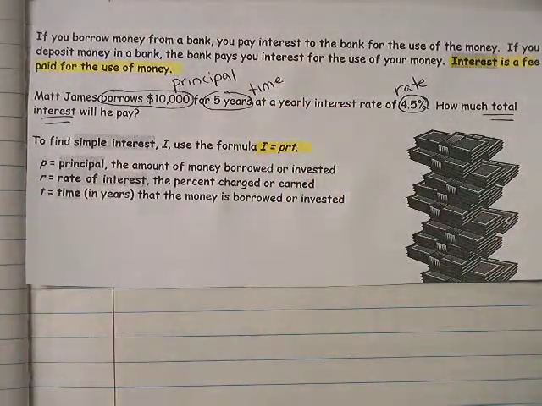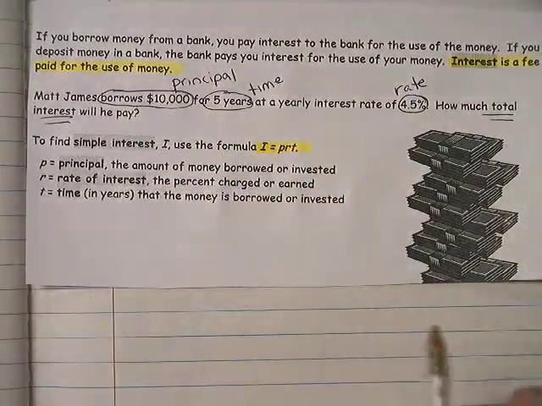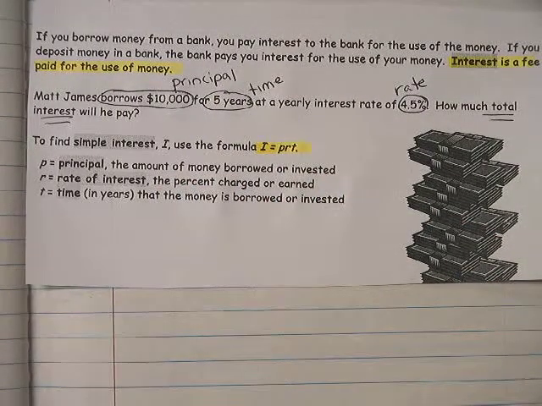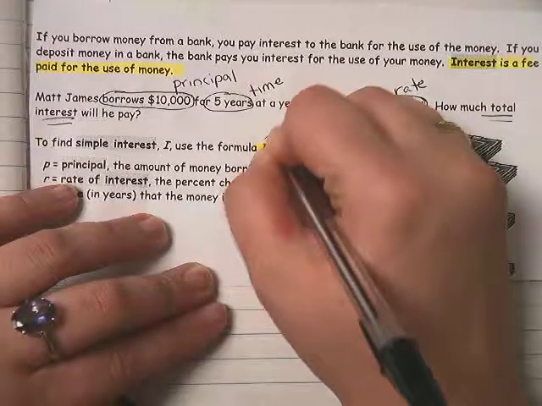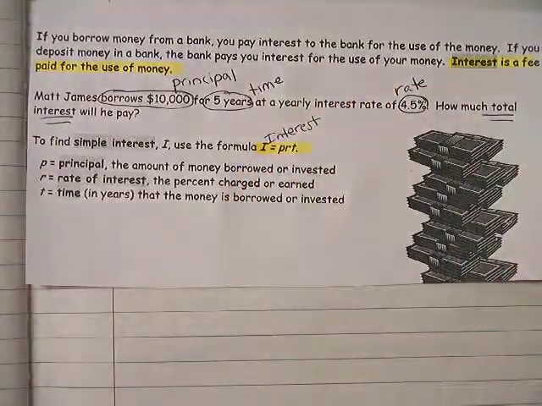On the STAR test, you will have this formula, and this is new this year to 7th grade and 8th grade. You will have the formula, I equals PRT. Well, we just talked about the P, the R, and the T. What do you think the I stands for? Interest.